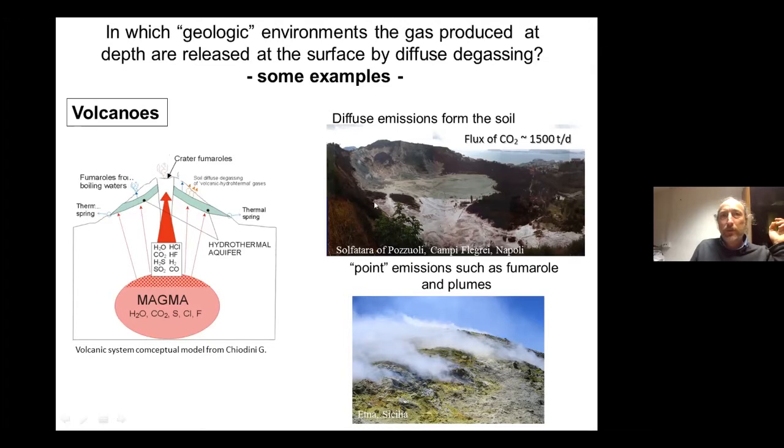So we can have situations like this. You see in this picture, you see the pointer when I'm moving. Yes. Thank you, Arthur. And you see we have areas like this with very scarce vegetation, but even where there is vegetation, we have a diffuse emission of gas from the soil, mainly carbon dioxide. For instance, this area, Solfatara of Pozzuoli, is releasing about 1,500 tons of carbon dioxide per day.